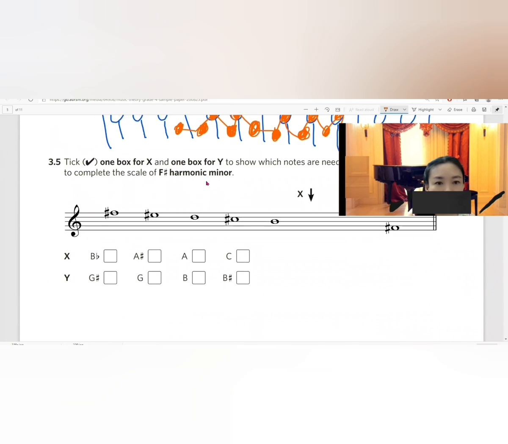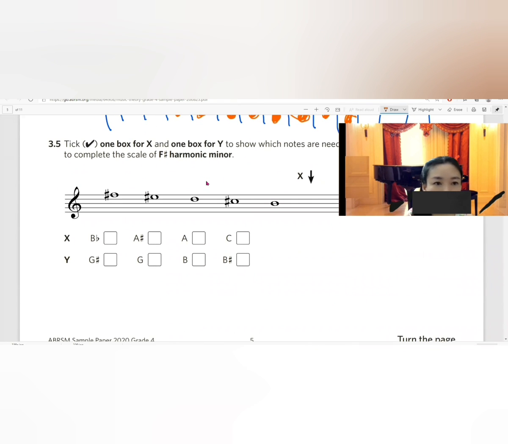Tick one box for X and one box for Y to show which notes are needed to complete the scale of F sharp harmonic minor. Okay, when you encounter a question like this, don't panic. The keyword here is F sharp harmonic minor.